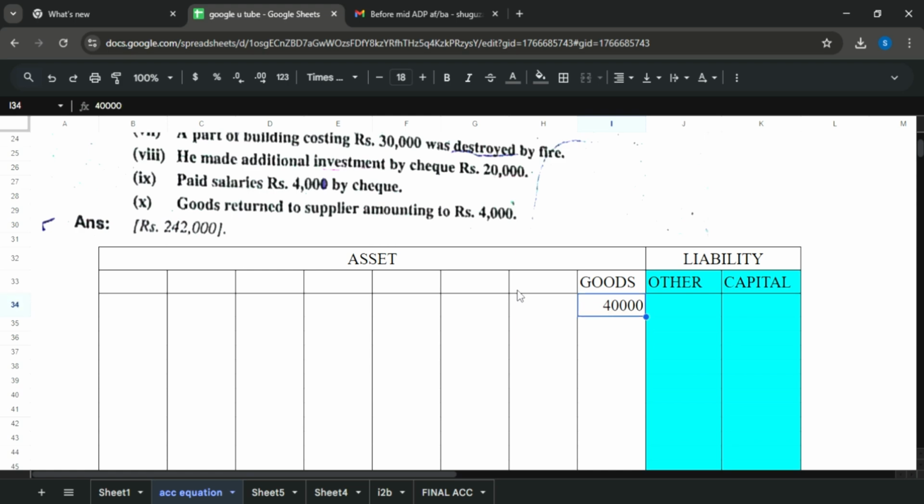Secondly, anything which is provided by the proprietor is called capital. So on the other hand, capital is also increased. First entry has been completed. Here you will write your first entry. This is to be used for the date purpose, and here you can mention the date.